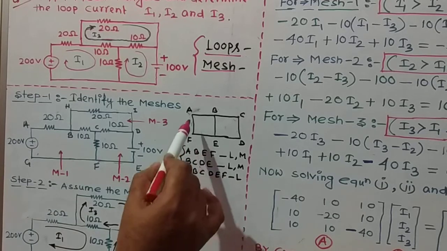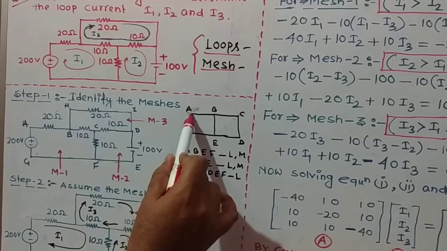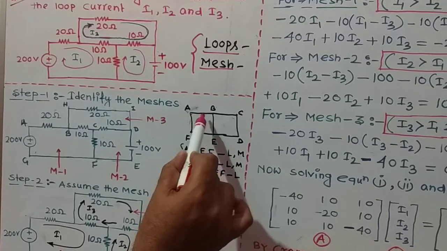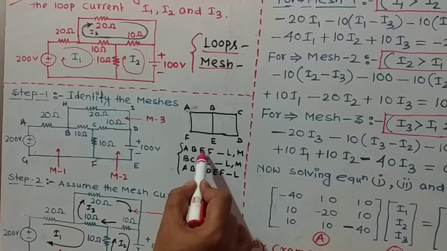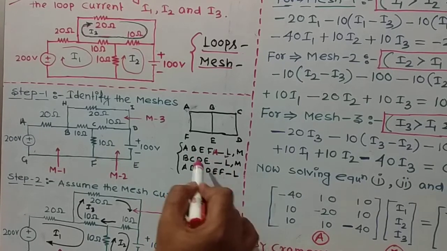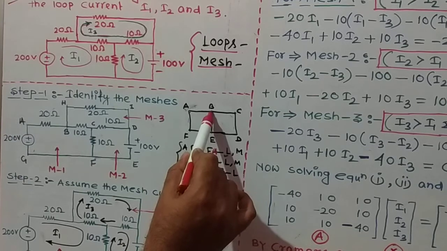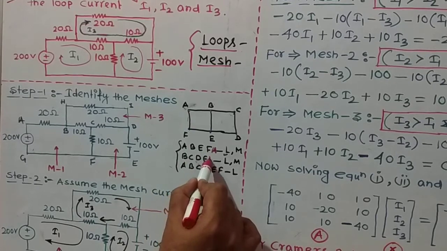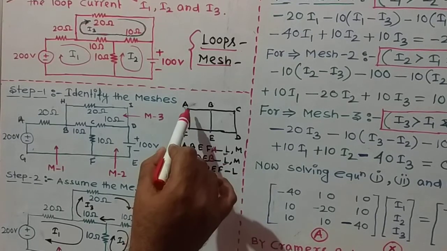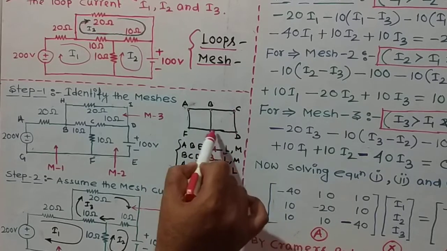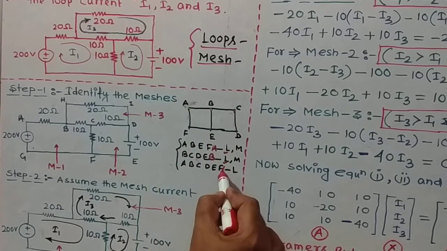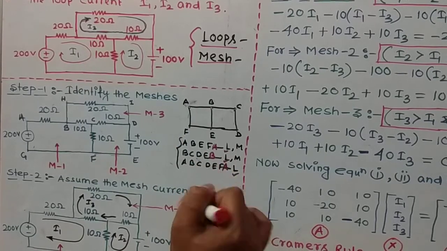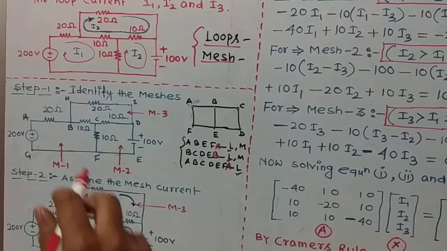Like this, you can go from A, B, E, F and come back to A. This is a closed form, so it is your A, B, E, F, A. This is your loop. Similarly, if you start from B, C, D, E and come back to B, it is also a closed form, so this is also a loop. And if you go from A, B, C, D, E, F and come back to A, this is also a closed form. These three are known as loops of a network.